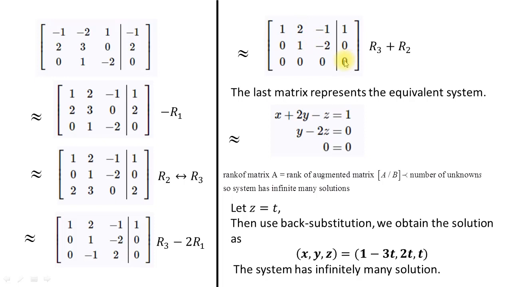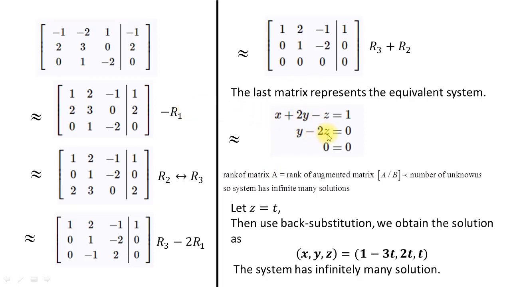But if this entry is non-zero, then the rank of the augmented matrix will be 3. But here this entry is also 0, so the rank of the full matrix is also 2, and there are 3 unknowns. So using the statement that the rank of matrix A is equal to the rank of the augmented matrix but less than the number of unknowns, this system has infinitely many solutions.